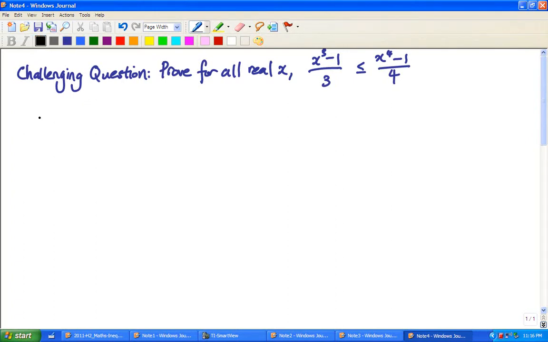If I have x raised to any positive integer power n, and then I subtract 1, this can always be factorized to x minus 1, multiplied by this sum here: x to the power n minus 1 plus x to the power n minus 2 plus dot dot dot plus x plus 1, which is a geometric series.